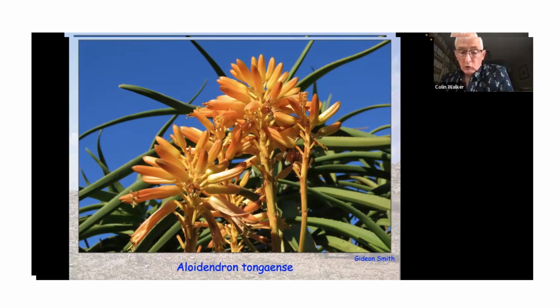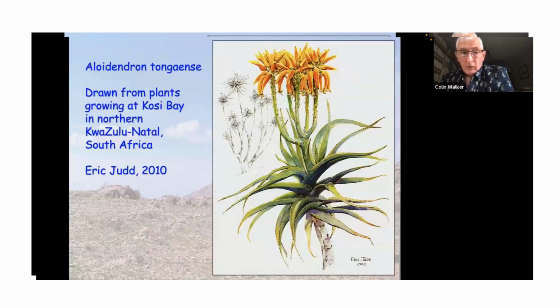And as I say, the trees themselves are much smaller. So barbari grows up to 18 meters. This grows no more than about 9 meters. And there's Eric's painting of Aloidendron tongense for the tree aloe book. And notice again, dichotomous branching of the inflorescence as well as the tree itself.